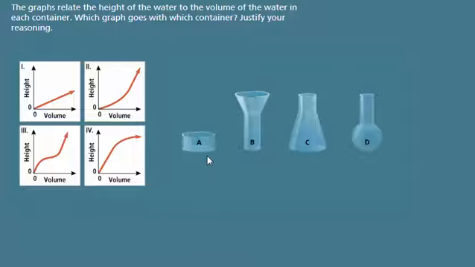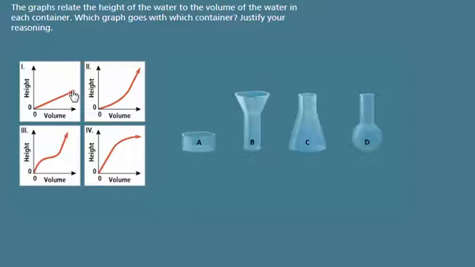Okay, let's start off with container A. Which one did you think matches container A? What graph? A seems like the easiest one. This looks a lot like our cylinder that we just looked at, and that would match up with 1. The reason why is because it's constant. There's no change in the width of the container. It's just filling up constantly, so it should be at a constant rate.